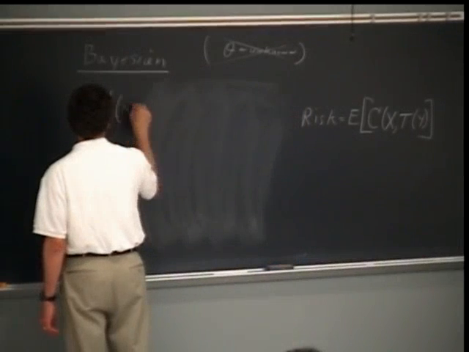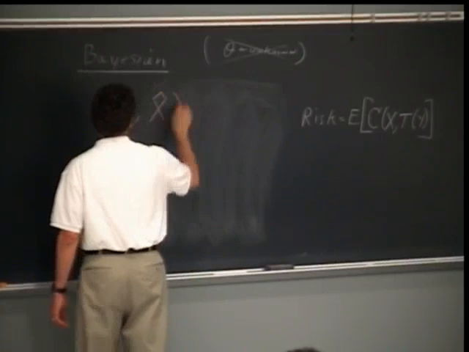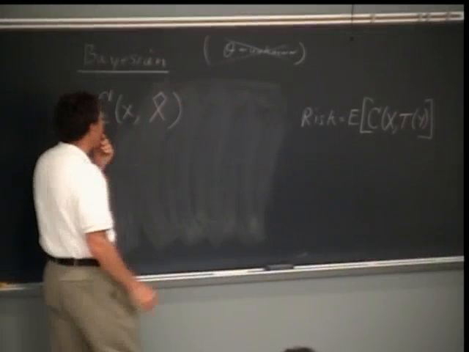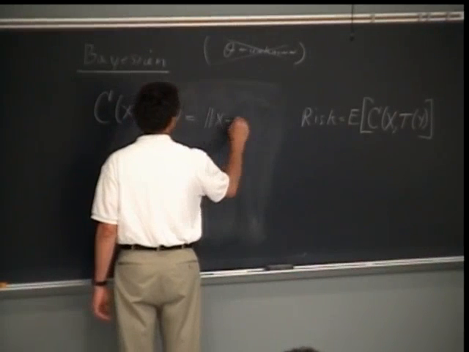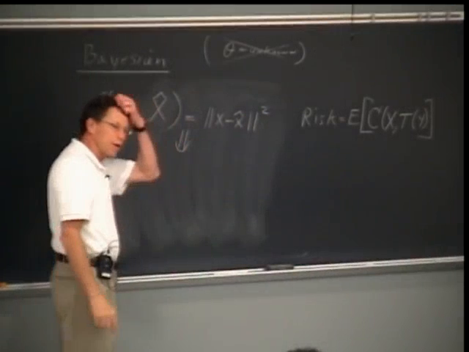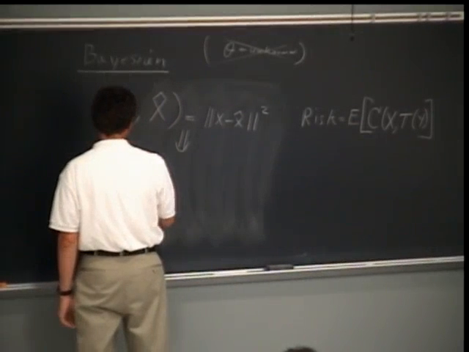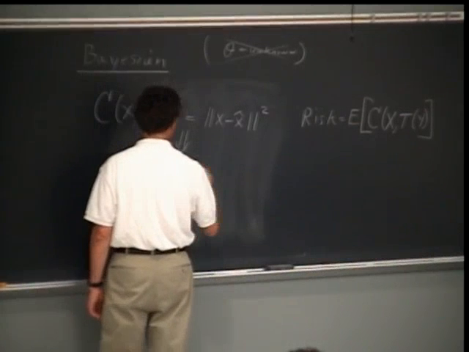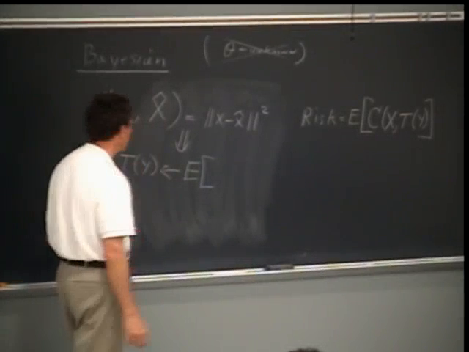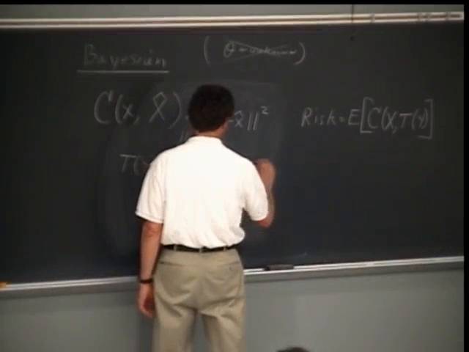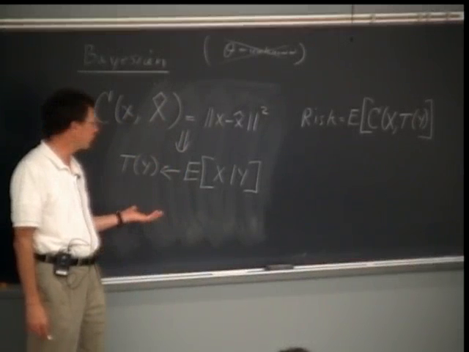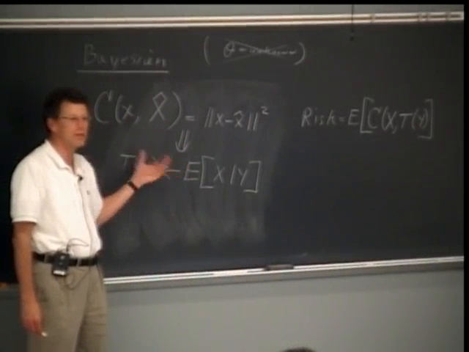If the cost, so put here X hat, so this is the thing you're trying to estimate, and that's the estimate, okay, those are two different things. If this thing is going to be the squared error, okay, then it turns out, and I think this is a homework problem, that the best solution is always that T of Y is going to be the conditional expectation. I'll put an arrow here, it doesn't have to be, but the optimal solution in this case is always the conditional expectation of X given Y. So the conditional expectation is what's called the minimum mean square error estimate. So among all estimators, it's the one that minimizes the expected mean square error, okay?